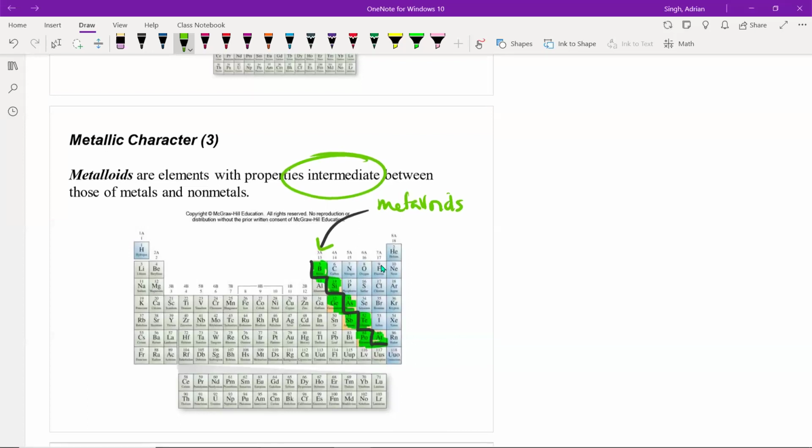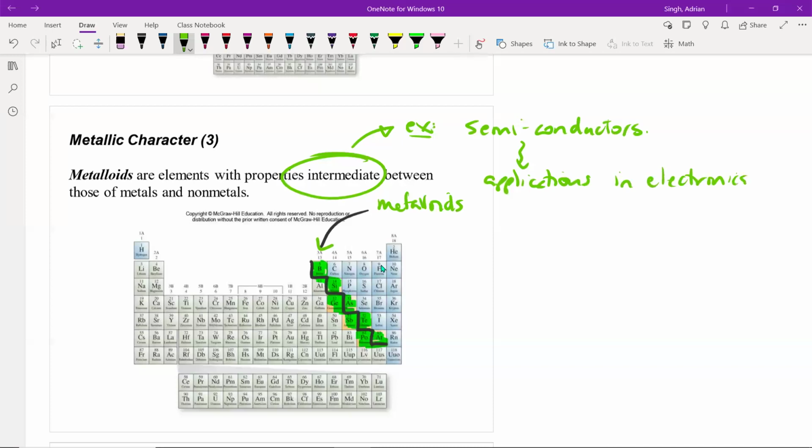So for example, one important characteristic here is that instead of being a good conductor of heat and electricity like your metals are, or being a poor conductor, your metalloids tend to be semiconductors. Okay, and that's actually used in applications in electronics, right? So you think of pretty much any electronic device you have, a calculator to your cell phone to if you have a smart watch or something, these are going to rely on these semiconductors.